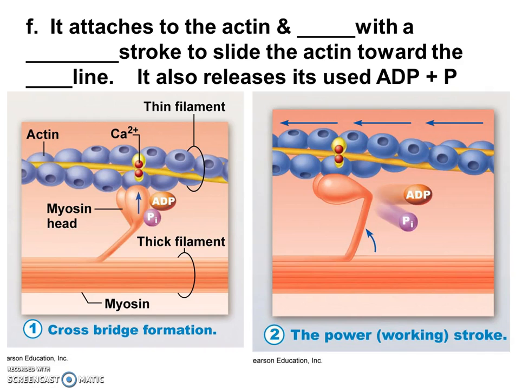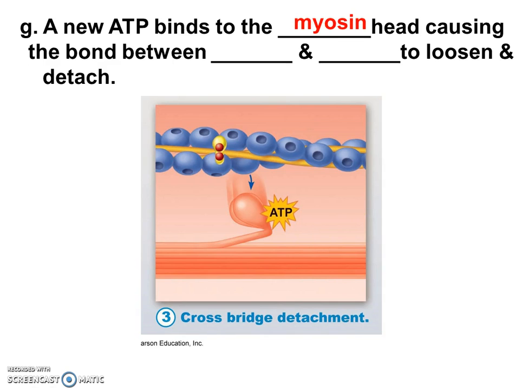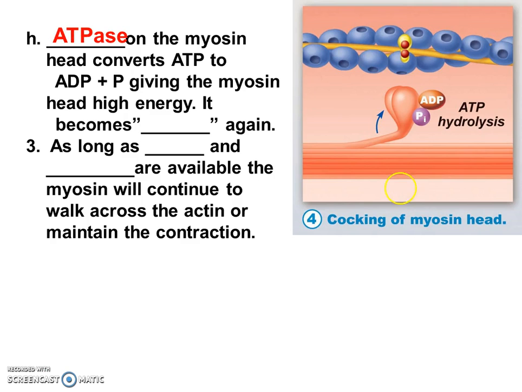So it attaches to the actin and pulls with a power stroke to slide the actin towards the M line. When it does this power stroke, it releases ADP and inorganic phosphate. So now that ATP binding site is ready to receive another ATP. A new ATP binds to the myosin head, causing the bond between the actin and the myosin to loosen and detach. ATPase, which is also on that myosin head, converts ATP to ADP and phosphate, releases energy, and the myosin head becomes cocked again. And as long as you have ATP and calcium, the muscle will continue to contract.